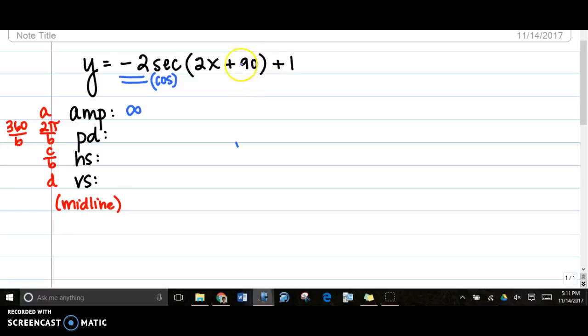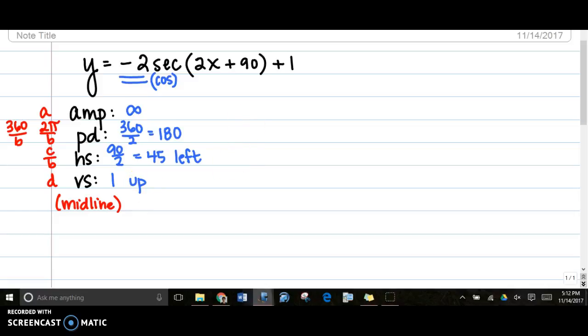I see a 90 in this equation, so I'm going to use this in degrees and do 360 over 2 for the period, which would be 180. For my horizontal shift, still c over b, 90 over 2. Since it's positive in the equation, then we will be moving this 45 to the left. And then that vertical shift is that +1 at the end, so we'll be moving that midline up 1.